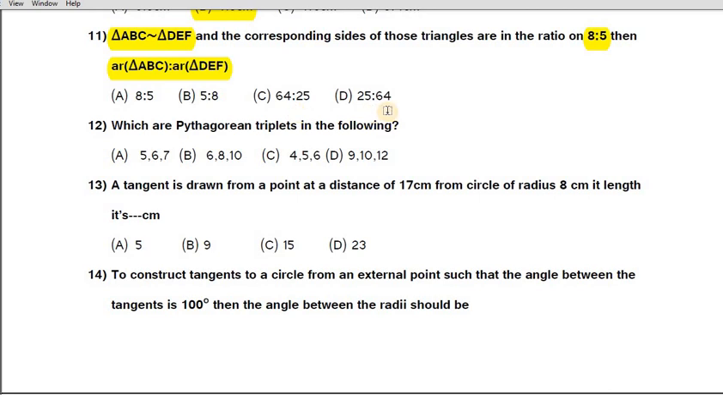Children, this problem we have to solve using the theorem of areas of similar triangles. I clearly said in my earlier videos, whenever the ratio of sides is given and we are asked to find the ratio of areas, in that case you have to find the square of the given ratios. So here the given ratio is 8:5. So what would be the square of 8? That is 64. And similarly the square of 5 is 25. So 64:25 is the right answer for this question. Hence option C is right.